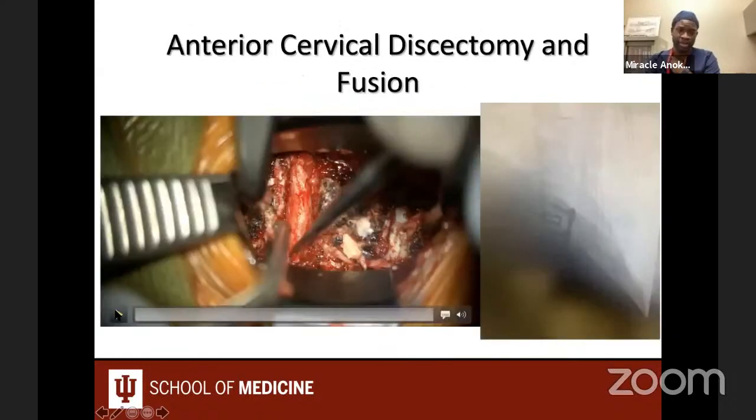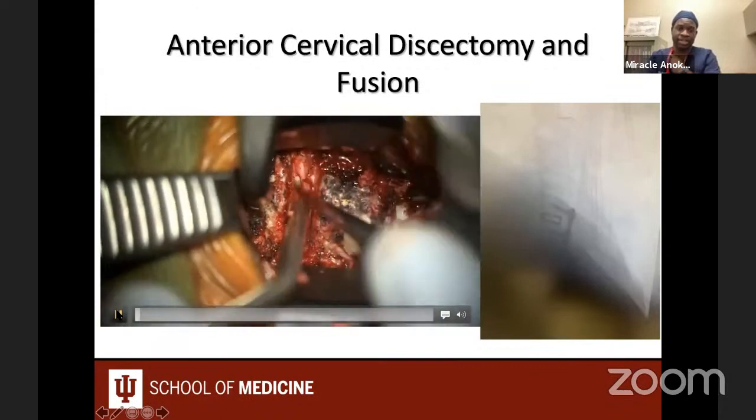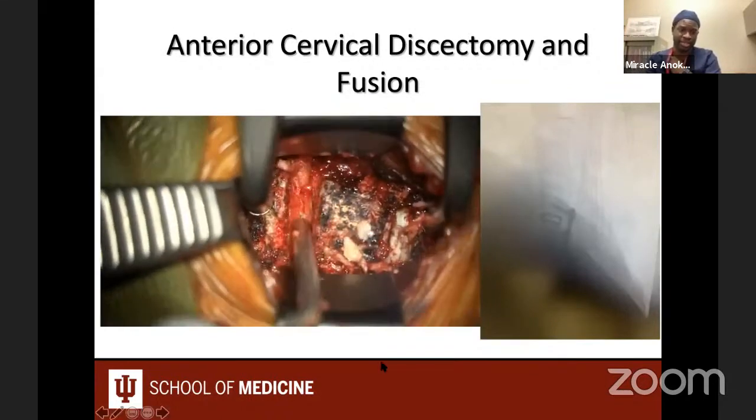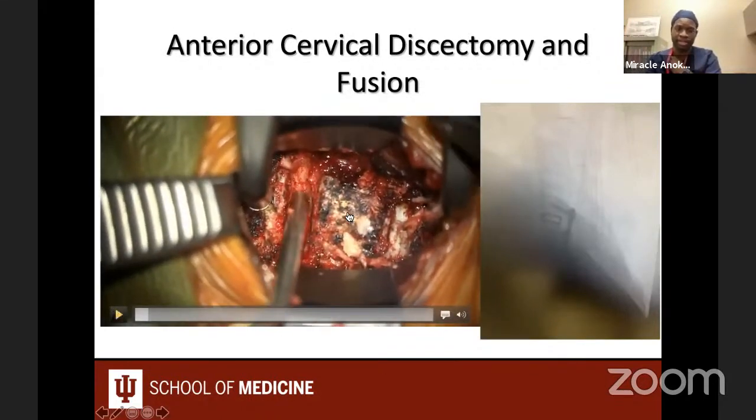So here we go. So this is the surgery itself. I'll play a little clip of me doing the procedure here. So you can see, I'm going to pause this right here. This is one vertebral body. That's the other one here. So this is C5, C6, C7 is down here. You can see right here, this disc material that sits here, and this is the bone.